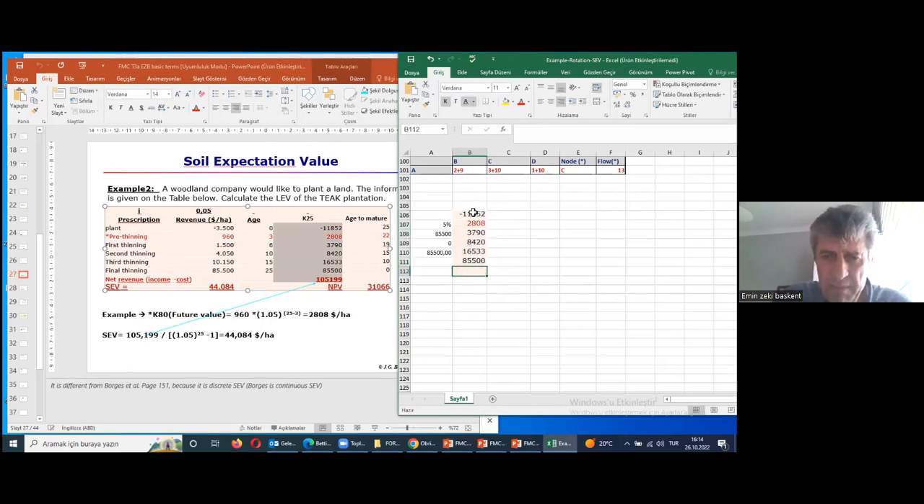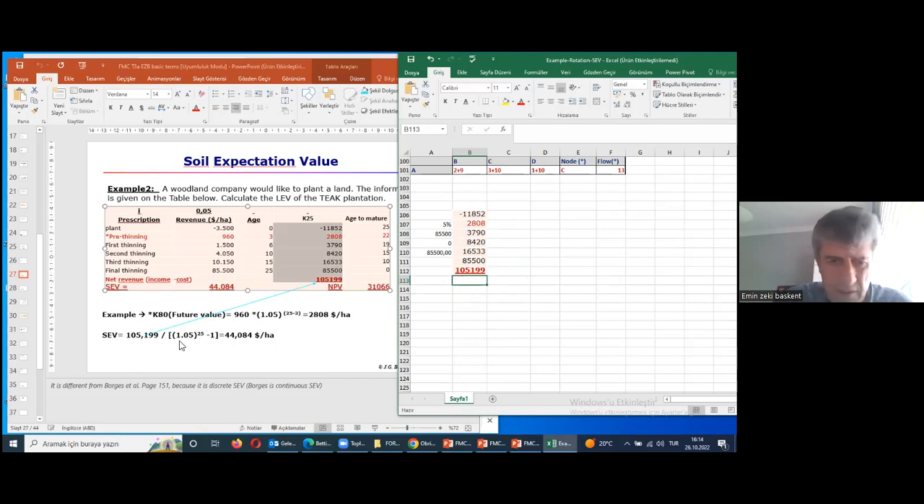These are the costs and revenues, and we'll sum up in order to get the net future value. Let's see whether we have made the right calculation. Yes, it is 105,199. That was the net revenue, that is the income minus the cost in the future.